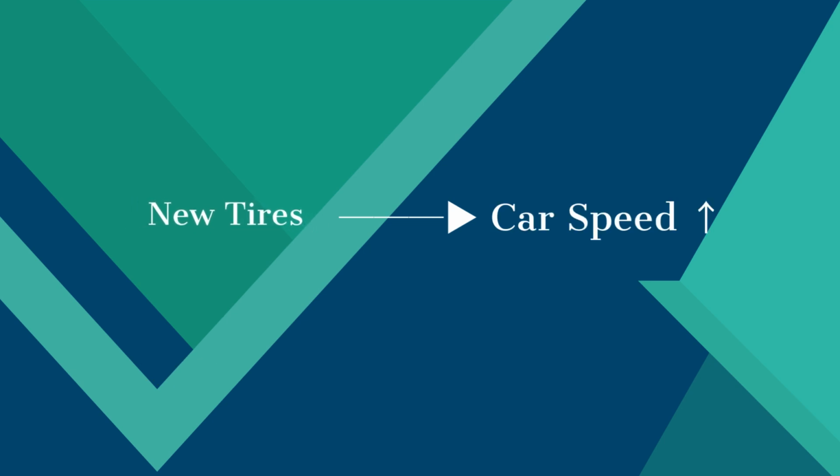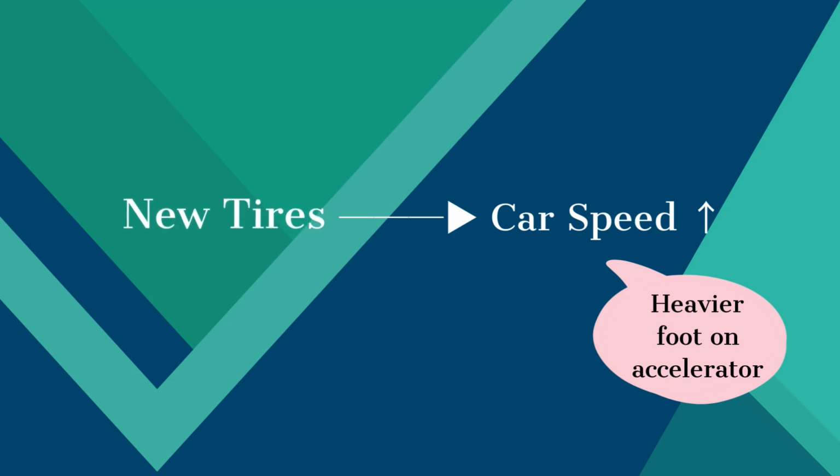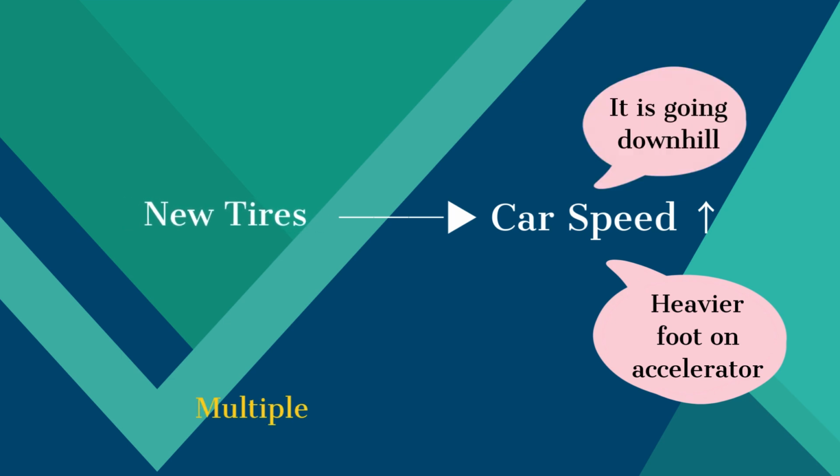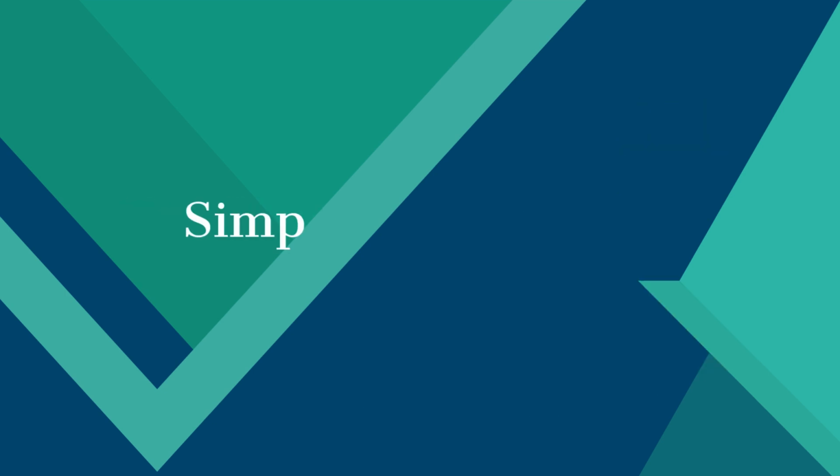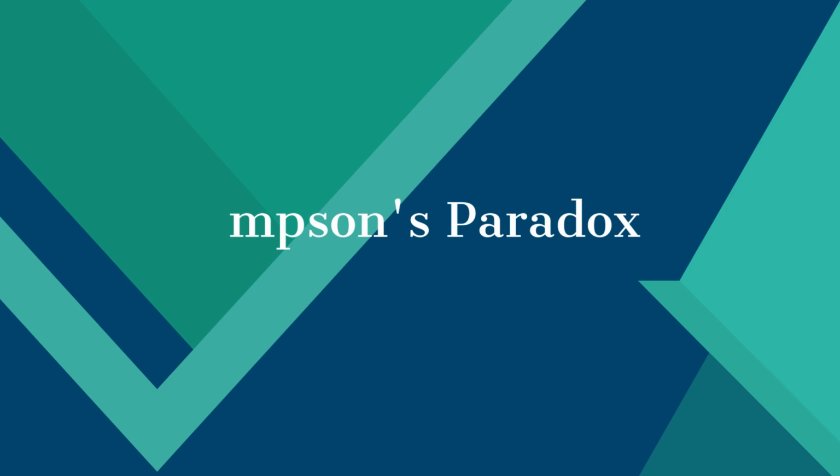Is it new tires, or a heavier foot on the accelerator, or the fact that it is going downhill? If you only look at new tires and speed, you might miss other crucial factors. But sometimes confounding variables don't just hide the truth, they can completely flip it upside down. This is a mind-bending phenomenon called Simpson's paradox.